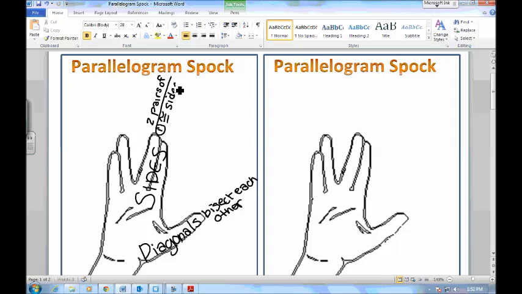I'm just going to do the symbol for congruent. I should actually say opposite. So squeeze in the word there, opposite. 2 pairs of opposite congruent sides. Secondly, we have 2 pairs of opposite parallel sides. So the symbol for parallel is 2 vertical lines right next to each other.